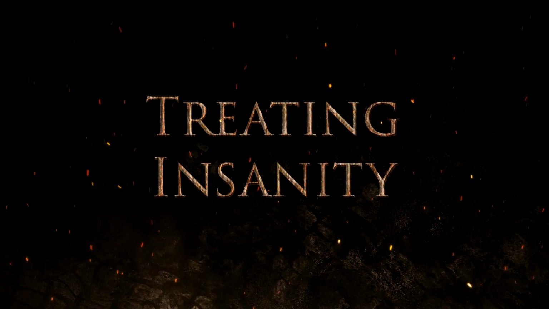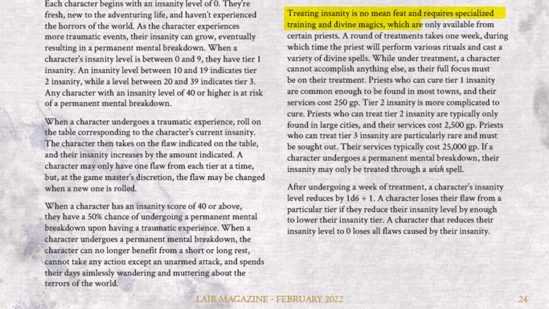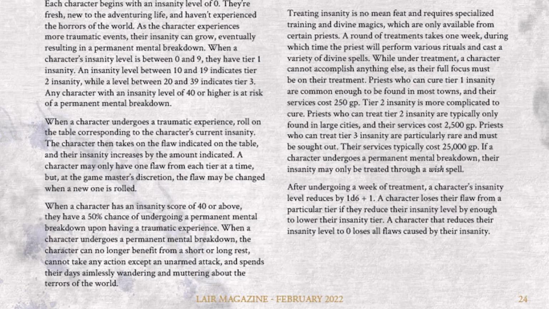Treating insanity. Characters can get treatment for their fraying minds and growing madness from priests or other specially trained NPCs. The D&D equivalent of shrinks, I suppose. Once a suitable priest or psychiatrist is found, the character must pay an appropriate fee and spend 1 week undergoing treatment. Then their insanity level is reduced by a random amount determined by a die roll.